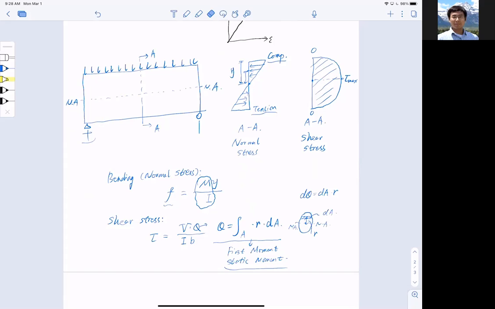All right. So what we are really interested to find out is what type of stress combination we see, and more specifically, what kind of principal stress we see on the element. So I'm going to take a look at the stress distribution in the normal direction and shear direction. Realize that at the middle neutral axis, I have zero normal stress and maximum shear.